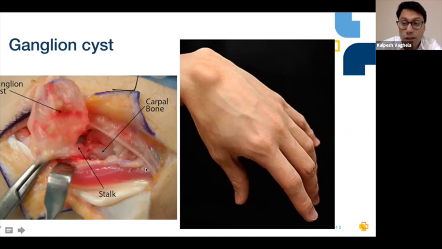Lots of different treatments where you can leave them alone. People classically describe hitting them with a Bible or aspirating, but these have high recurrence rates. So generally, if they're not symptomatic, they should be well left alone.